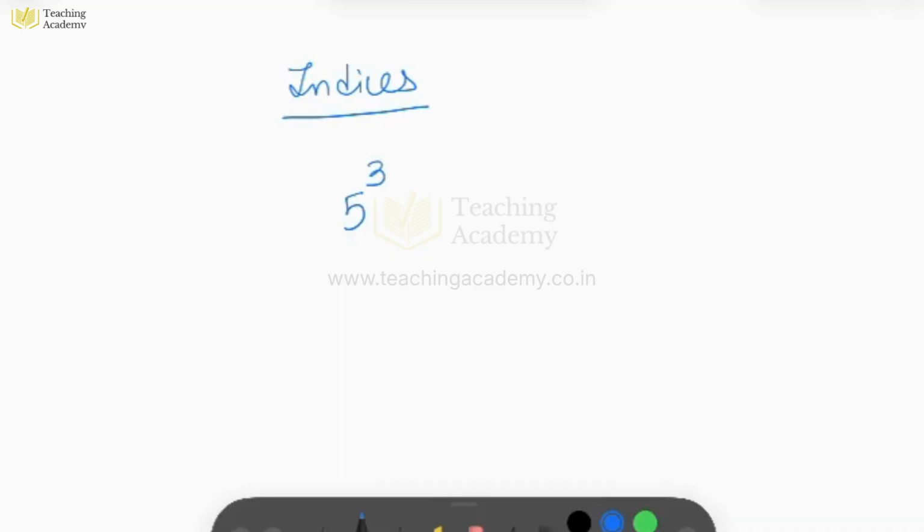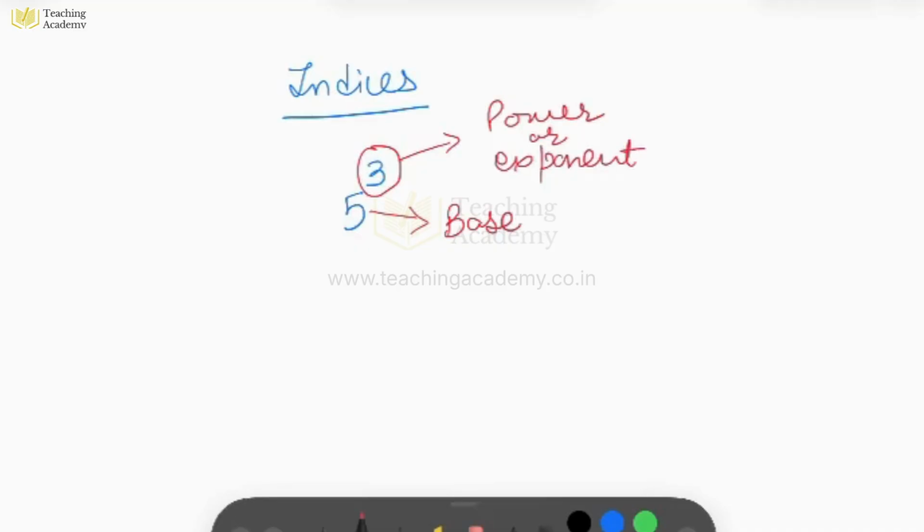Here two things are there. This 5 is called the base. The power is called the power, or we call it the exponent, or we call it the index. Index basically stands for the power of the given base. Let's understand in a deeper way how these powers work.